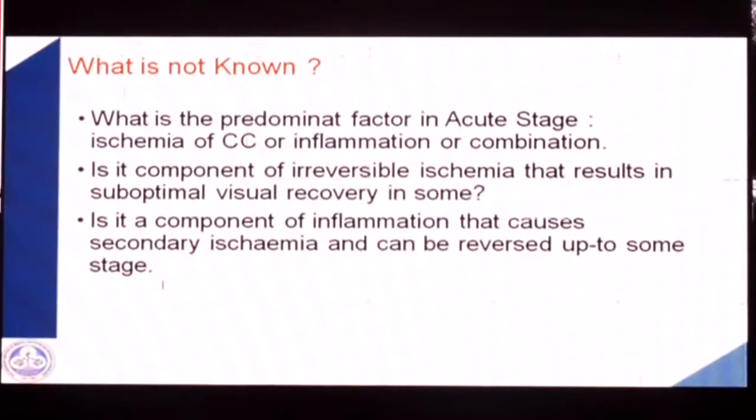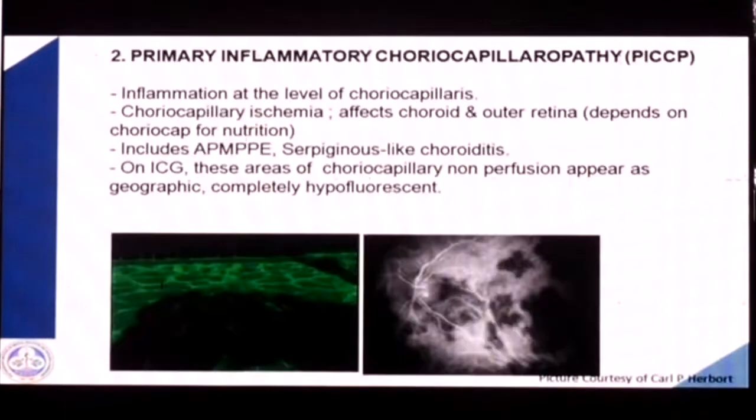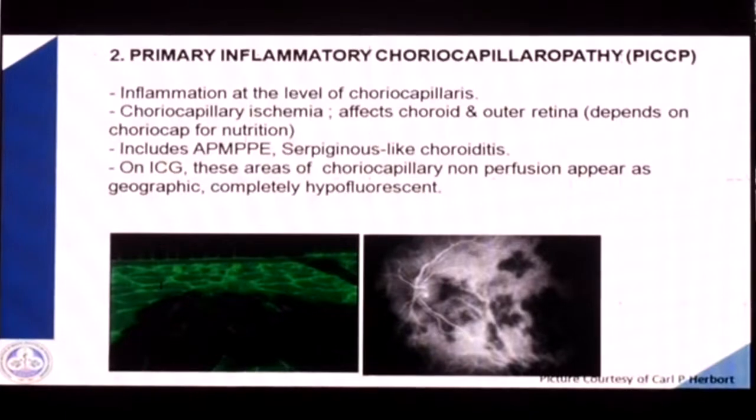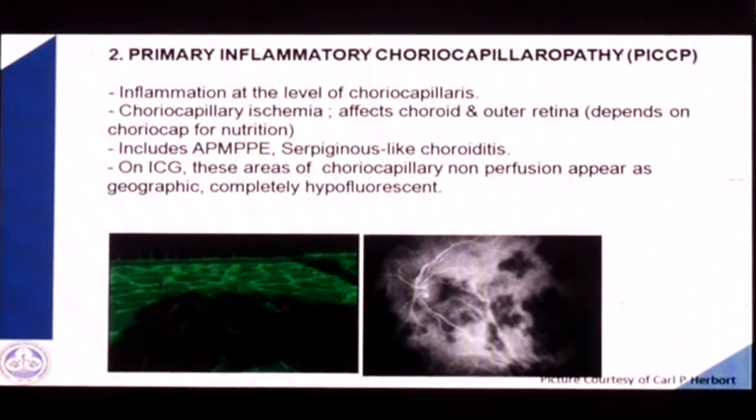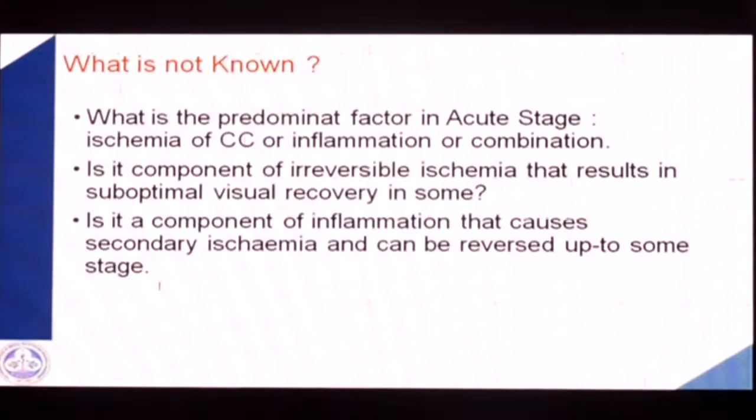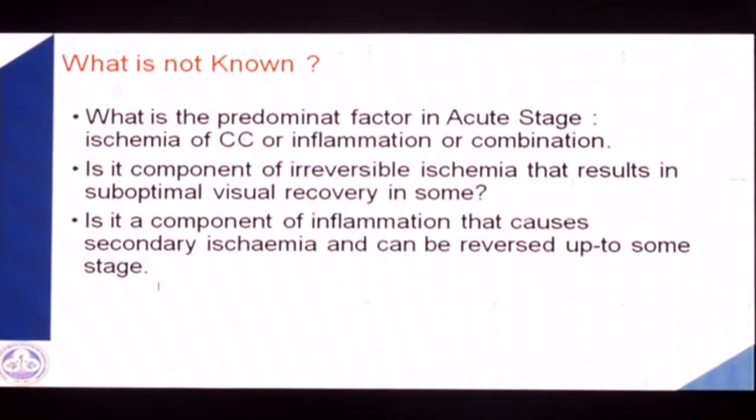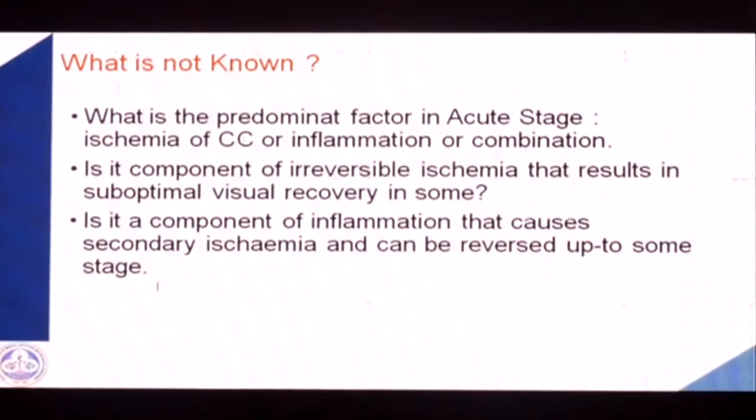What do we not know? What we don't know is that when we are seeing them in the acute stage, like most of my patients, of course, are TB serpiginous choroiditis. Now, when you see this, what we don't understand is, is it primarily an ischemia of choriocapillaries? Is it inflammation of choriocapillaries, or is it a combination of two?